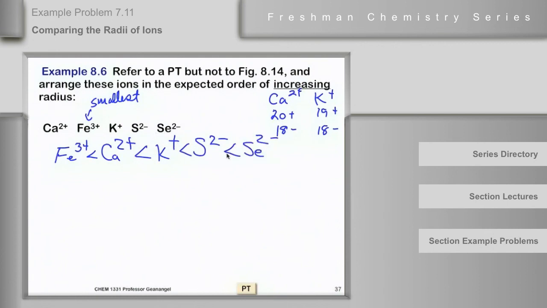So there are at least 3 different things you have to think about in order to arrange these the way I've done here for you. Questions on this?